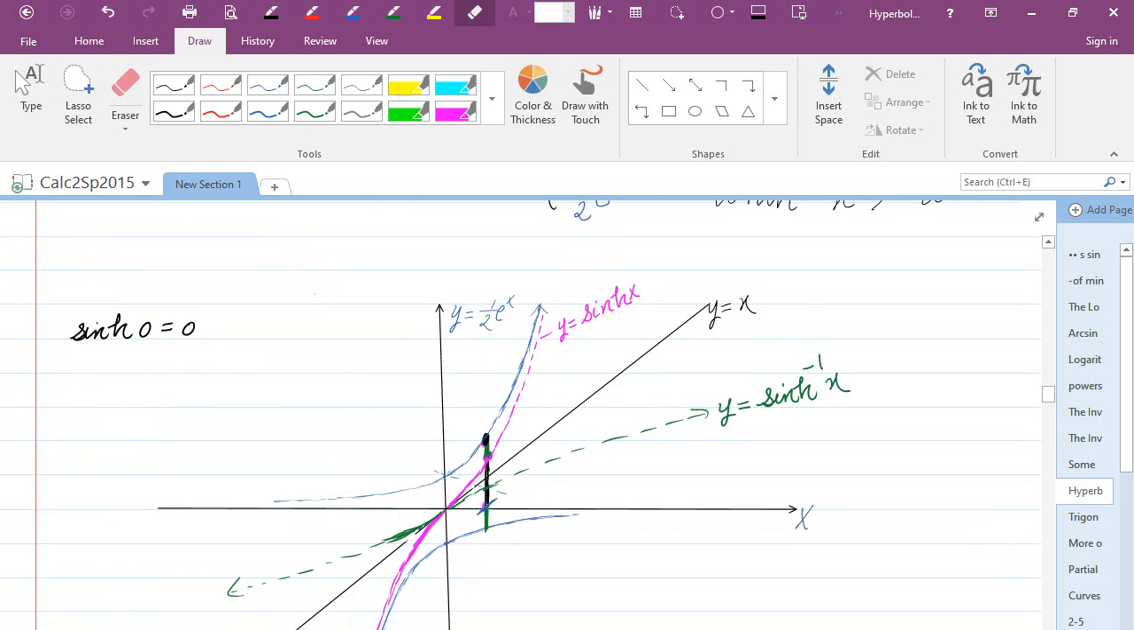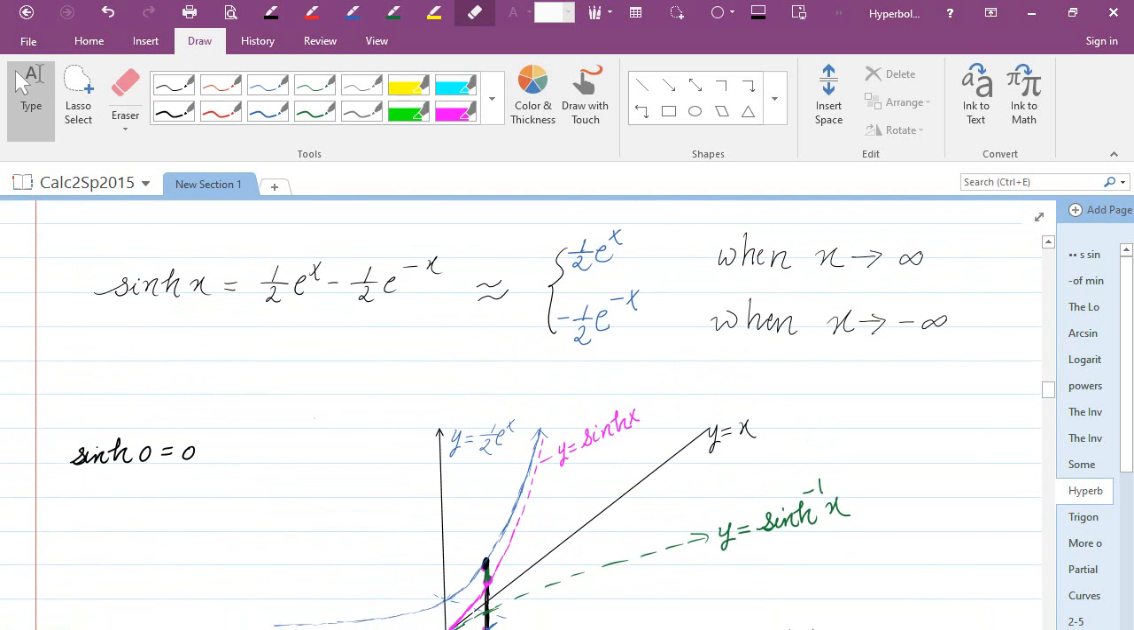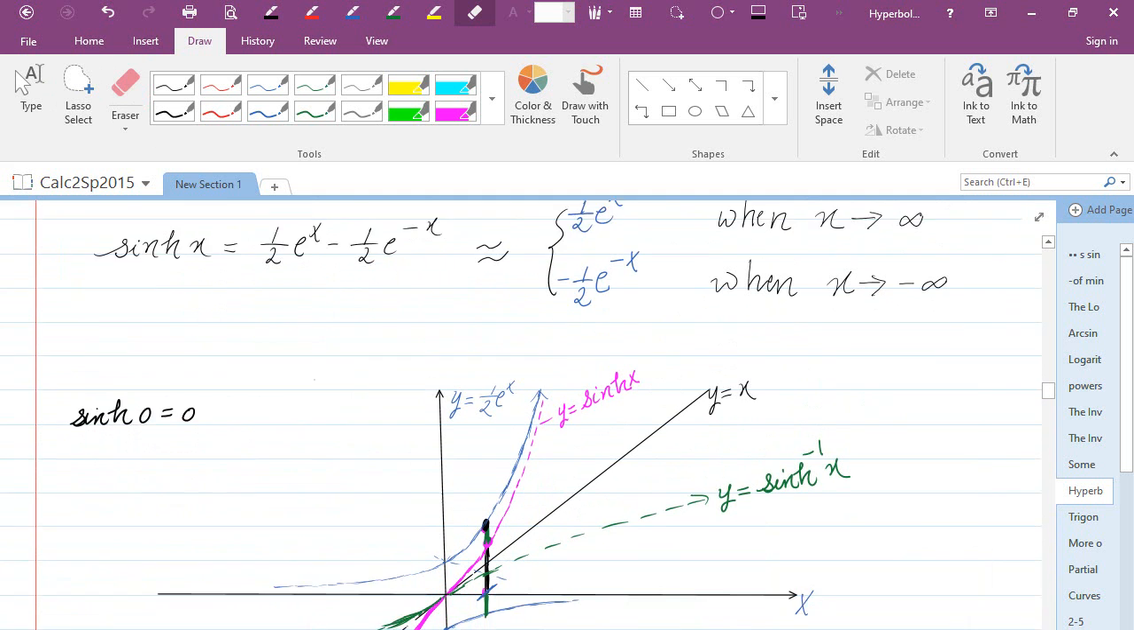By the way, what is hyperbolic sine of 0? So hyperbolic sine of 0 would be half e to the 0 minus half e to the 0, which is going to be half minus a half, which is 0. So hyperbolic sine of 0 is 0.